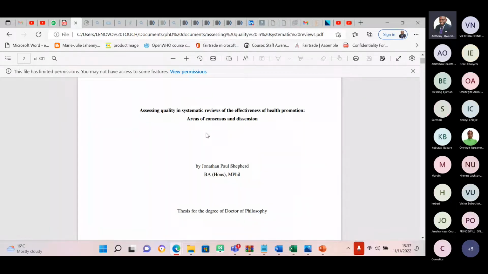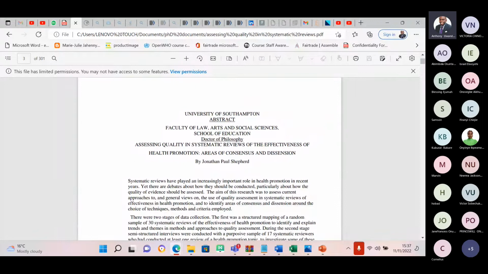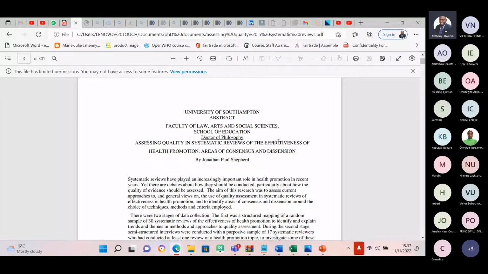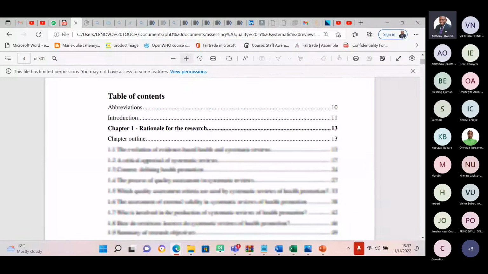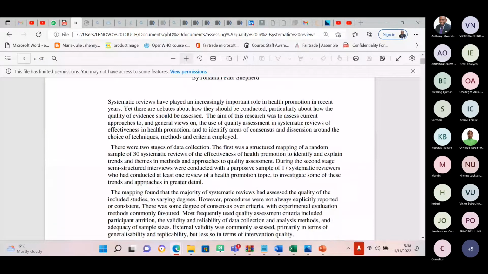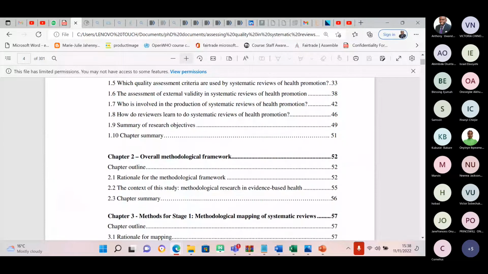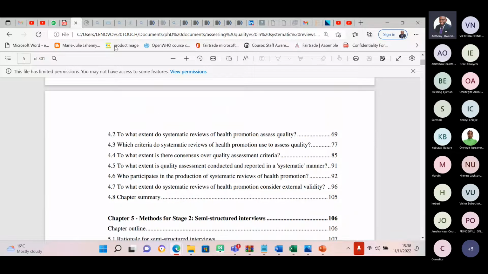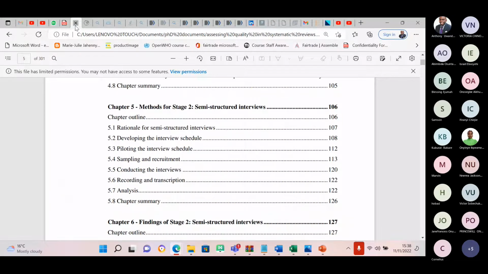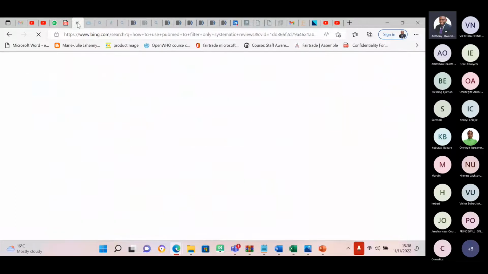So now this one, okay, this is another thesis, but I said assessing the quality in systematic reviews of the effectiveness. So I don't know the research design that this one is, but let's look at. Let me read the abstract. Okay. I think this one will not be good for discussion. Let me just close it. Exploring keywords. Sorry, these are things I was.